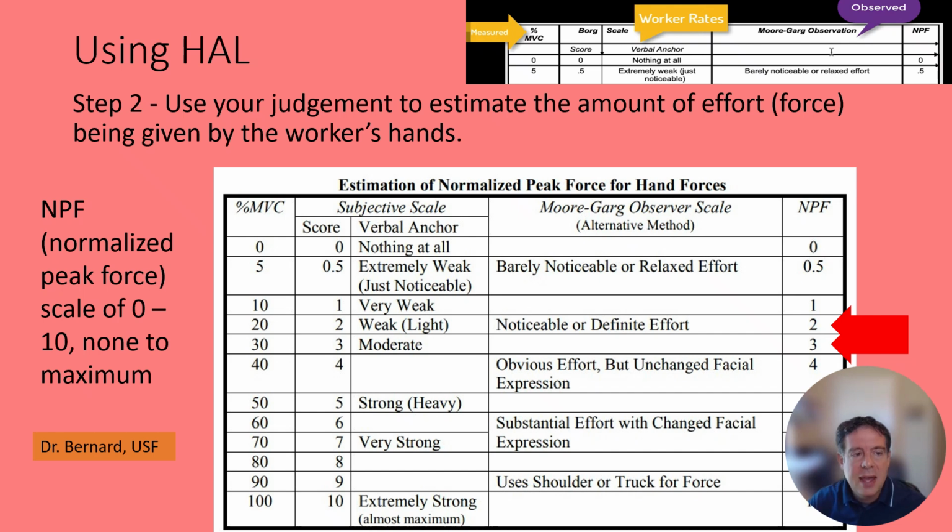So this is that evaluation of the scales. This first column is the percent that they can do it at. So if you're using a hand dynamometer and it's 50% of that maximum, we're at 5 here. Or you could ask them verbally, so that subjective scale is actually verbally asking them. And then you, as an observer, can actually rank it, and this is the alternative approach.